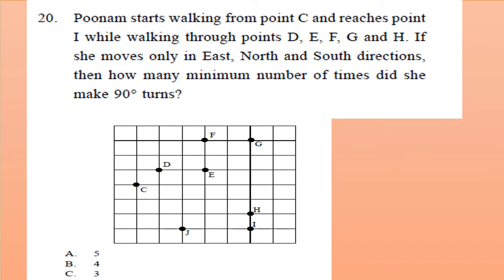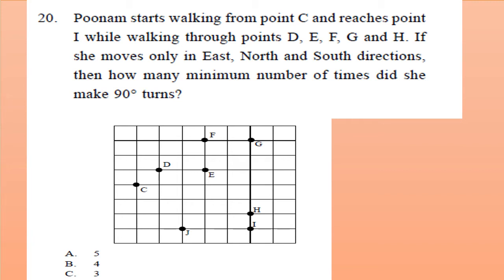Question 20. Poonam starts walking from point C and reaches point I while walking through points D, E, F, G and H. If she moves only in east, north and south directions, then how many minimum number of times did she make 90-degree turns? Now see the given figure.